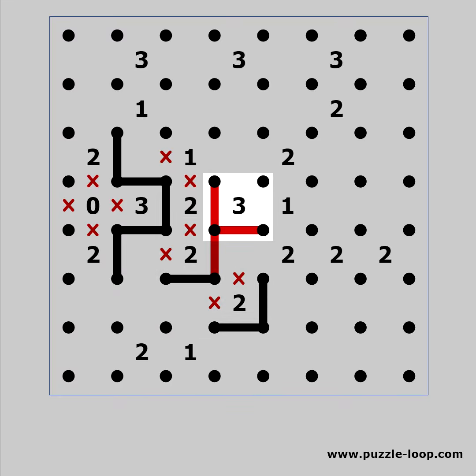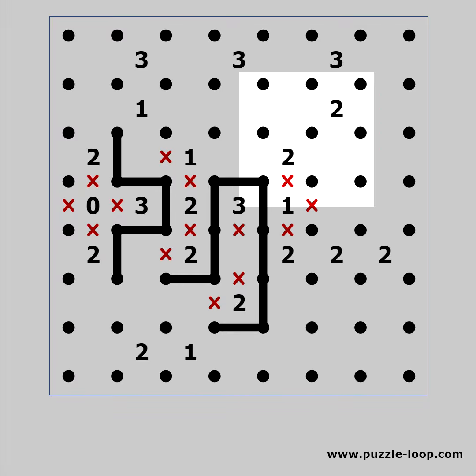One of its sides cannot be a line. This means that the other 3 must be lines. This one is completed. Let's mark the other sides with an X. This line has nowhere else to go but downwards. Do you remember the pattern where a corner segment points towards a 2? We can quickly solve these 2's.